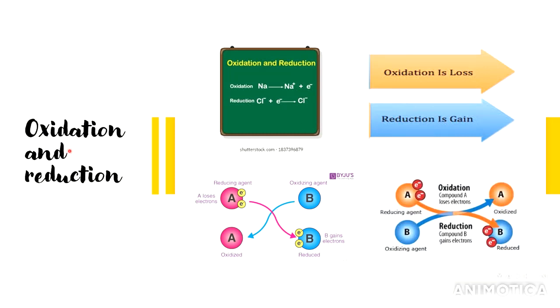We'll then look at oxidation and reduction. Oxidation is a loss of electrons and reduction is the gaining of electrons. So let us look at two examples of oxidation and reduction. Oxidation of sodium is when sodium is oxidized to form Na+ plus an electron. Reduction is when chlorine gets an electron to form Cl-.